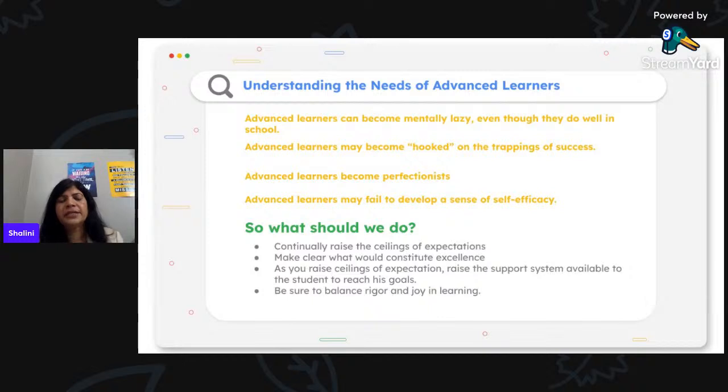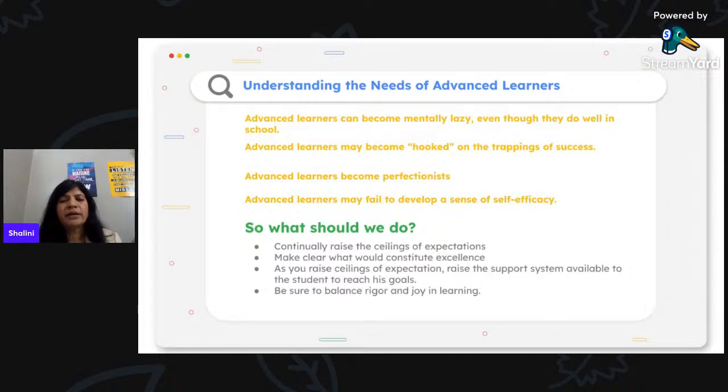Now, as I said, differentiation is not only required for the learners who are struggling, but it is also required for the advanced learners. Why? Because if we do not plan proper activities or appropriate challenges for them, they will become mentally lazy. Just as our muscles become lazy if we do not work them out, if the children's intellectual ability is not challenged enough, they will become mentally lazy. Or advanced learners may become hooked on the trappings of success. They feel that they take a little bit of effort and are always successful, and they will think that they can be successful without making any effort. And when they actually do not get success at some point in life, that is a very, very difficult time for them.